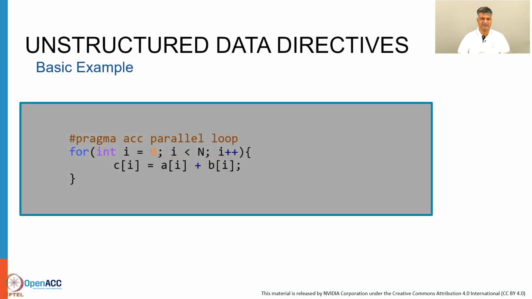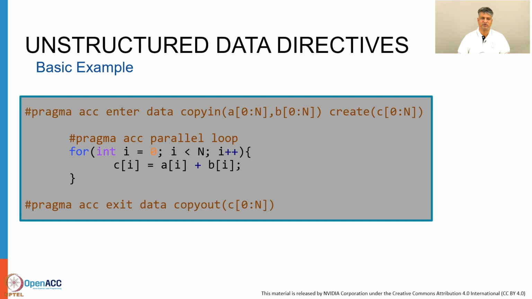So here's a simple basic example of unstructured data directives. You have the same set of code where you're doing C[i] = A[i] + B[i], and you want to parallelize this on an accelerator. What we're going to say is that you have #pragma acc enter data with copyin of the A vector and the B vector, and then you create the C vector. And then you have the parallel loop, which will create the parallel code and execute it in parallel on the different multicore processors. And on the exit side, you have the copyout of C[0:N].